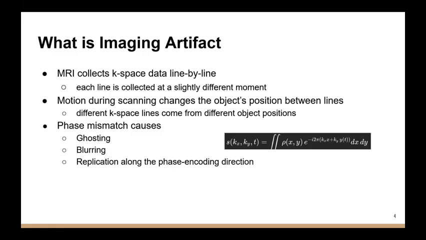Looking at the formula on the slide, it describes how MRI forms K-space data. The signal at each K-space point is the Fourier transform of the object, but the important term to note is the y of t. If the object moves during scanning, this position changes over time. That change introduces a different phase into different K-space lines, which creates a phase mismatch. When we reconstruct the image, the result is ghosting, blurring, or multiple repeated copies of anatomy.